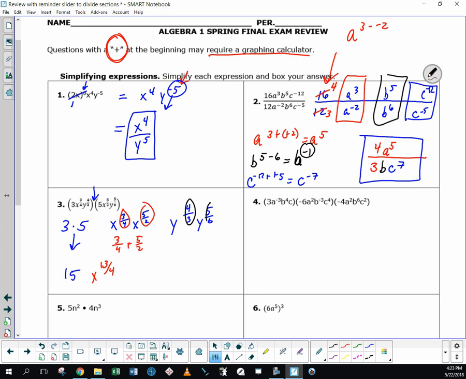Taking a look at my y, I'm going to add those exponents. So it'd be 4/3 plus 5/6. And I end up with y to the 23/6. And that's it.